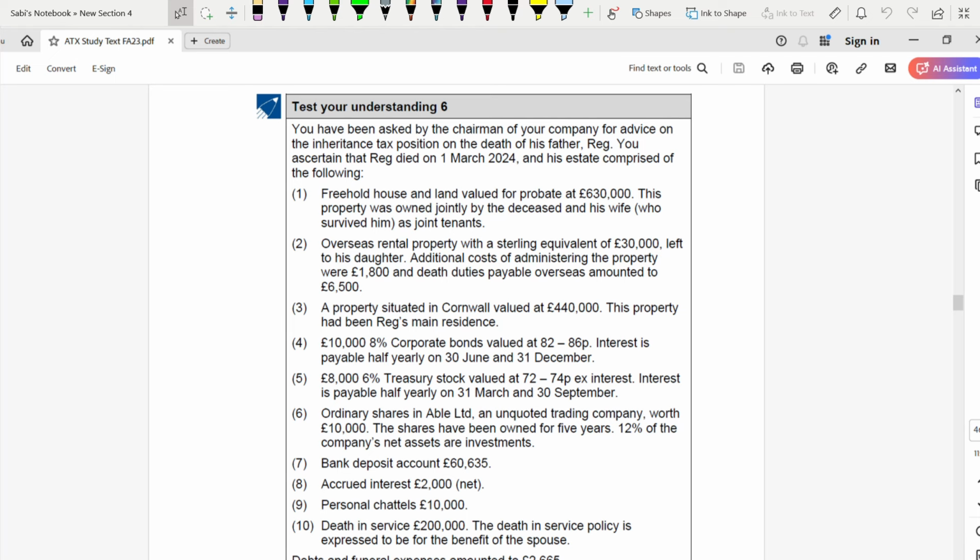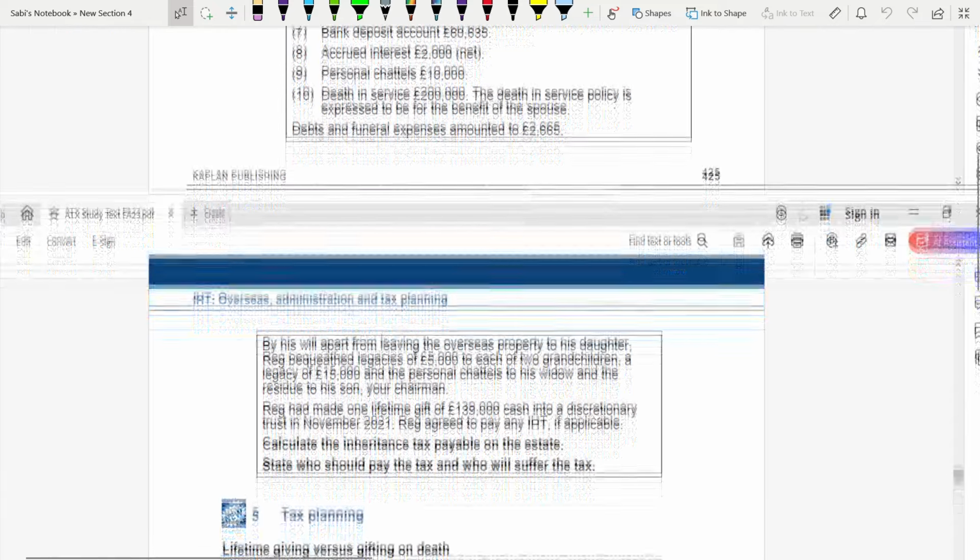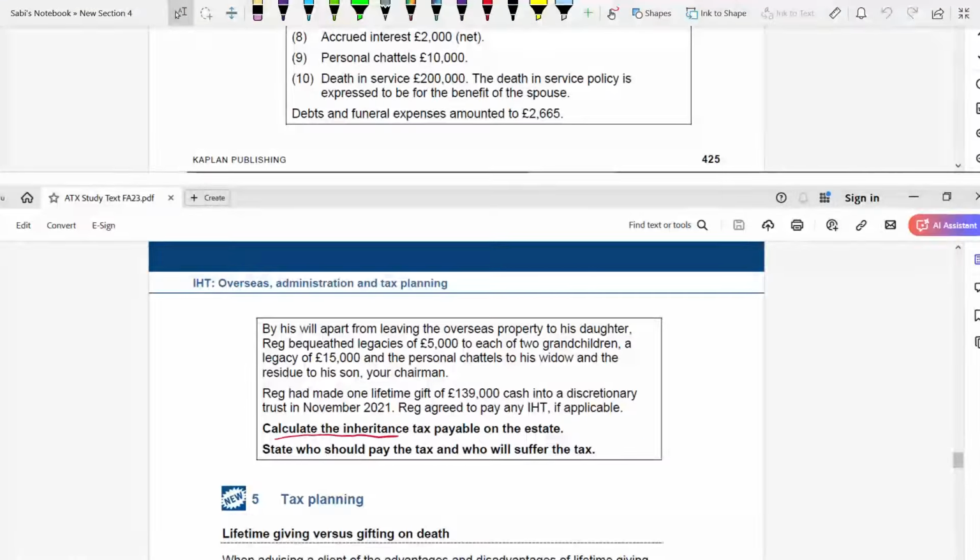Okay, so you can see there are 10 items given to you, 1 to 10, and you have been told to calculate the IHT and also state who will pay and who will suffer the tax.